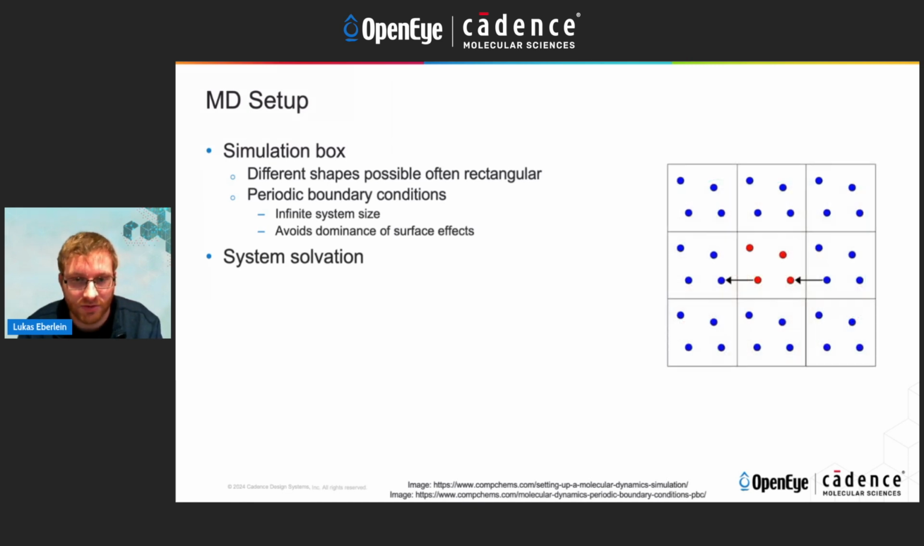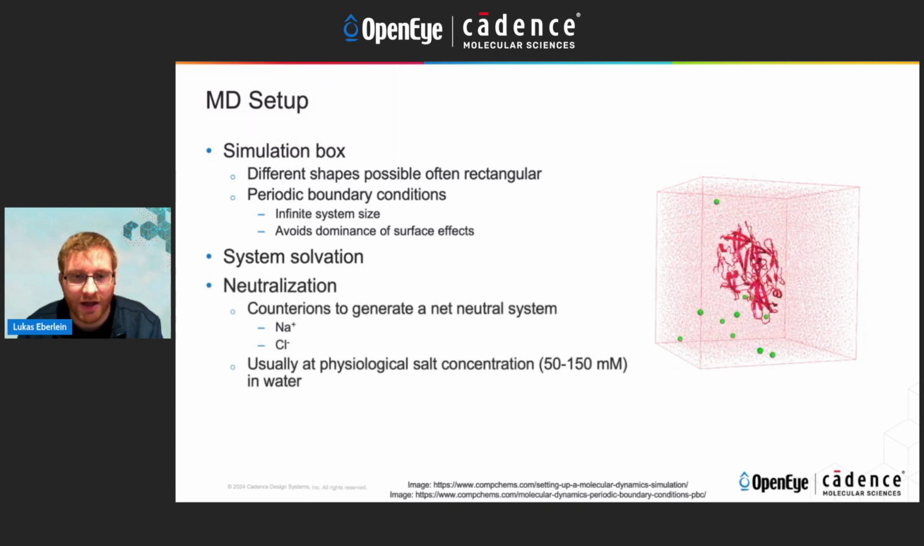To solve this problem, we can apply periodic boundary conditions. We create an infinite system by replicating our system in every direction in space, as shown here in 2D. This means that an atom that leaves the box to the left re-enters from the right and keeps all its dynamics. And we need to think about charges. With an infinite number of replicas of our system, it should be net neutral, which can be achieved by adding counter ions. We can add more salt to better mimic physiological conditions.